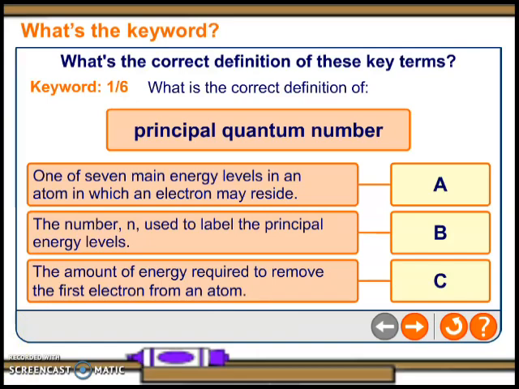Number 1, what is the correct definition of principal quantum number? A. One of 7 main energy levels in an atom in which an electron may reside. B. The number n used to label the principal energy levels. Or letter C. The amount of energy required to remove the first electron from an atom. The correct answer is letter B.